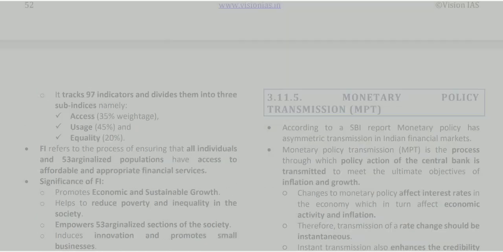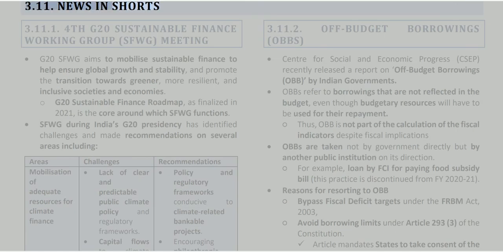News in Shorts. G20 Sustainable Finance Working Group, SFWG, meeting held on 3rd November. G20 SFWG aims to mobilize sustainable finance to help ensure global growth and stability, and promote the transition towards greener, more resilient, and inclusive societies and economies. The G20 Sustainable Finance Roadmap, as finalized in 2021, is the core around which SFWG functions.